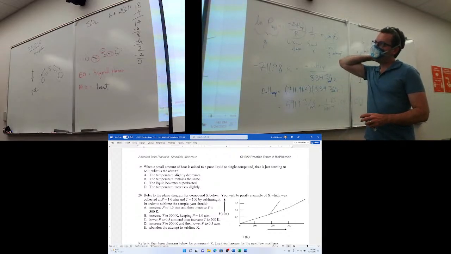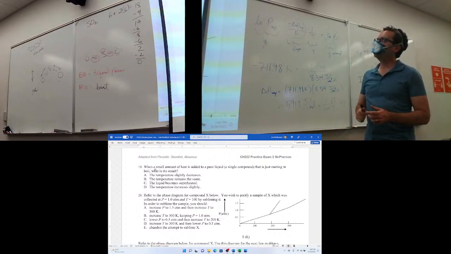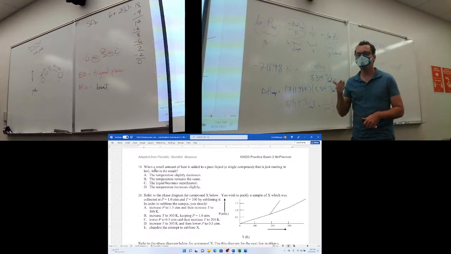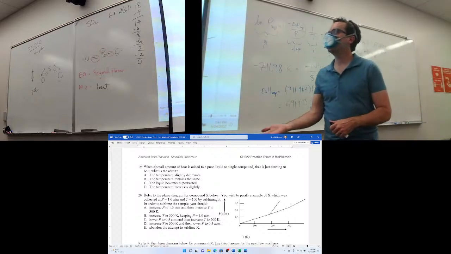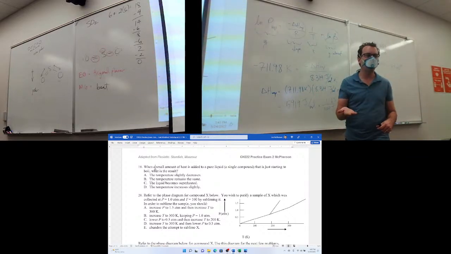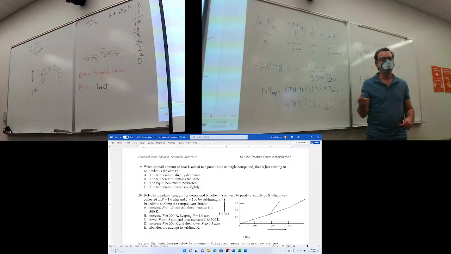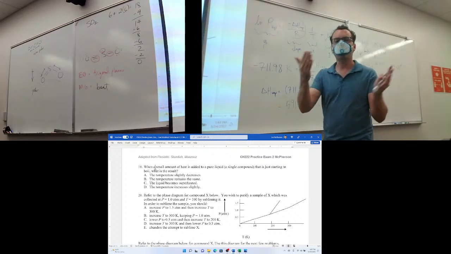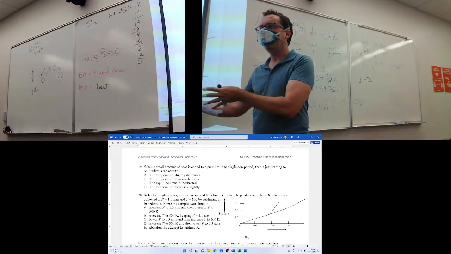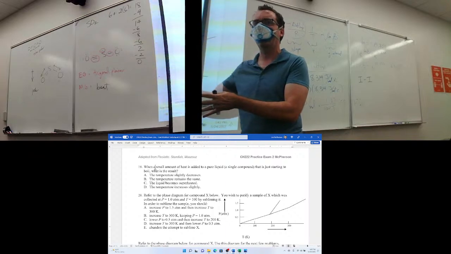When a small amount of heat is added to a pure liquid that is just starting to boil, what happens? So this is the throwback to the heating curve. If it's already starting to boil, adding more heat will not change the temperature. All it will do is cause more liquid to boil. So any extra energy you add is going to convert more liquid into gas.